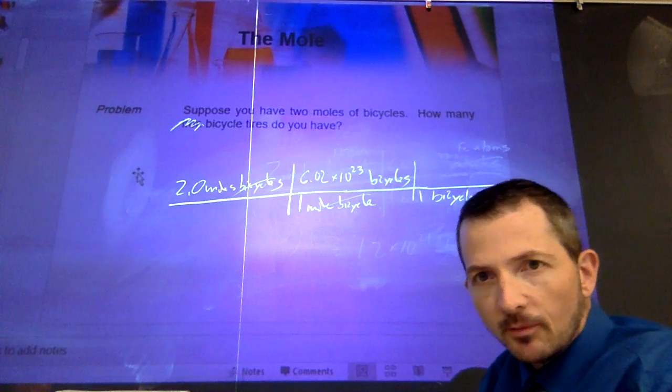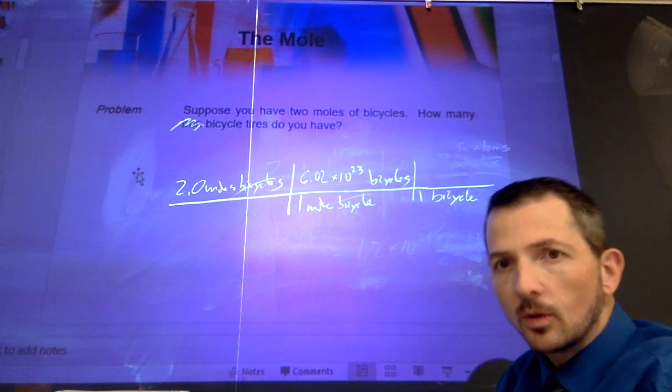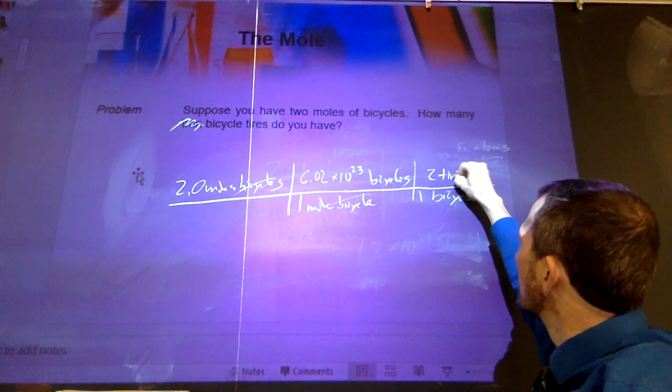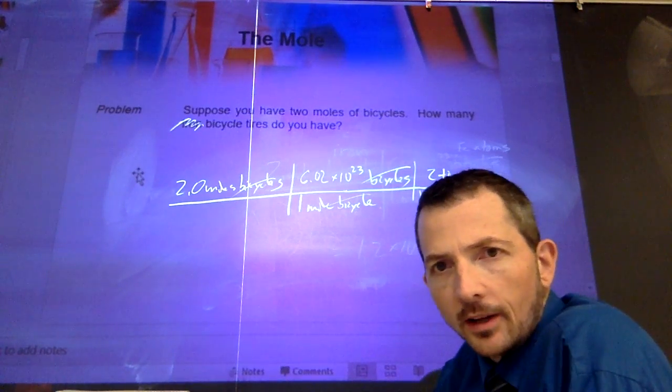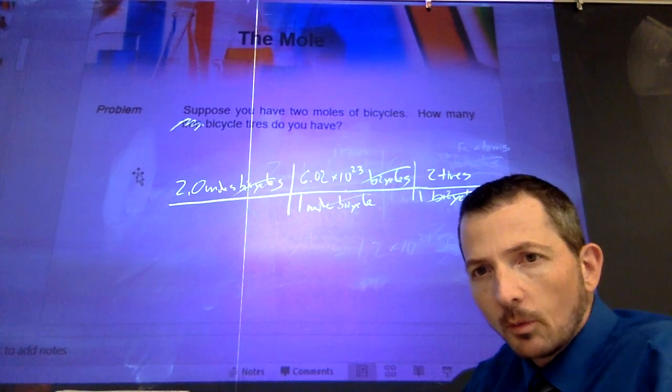So I'll take it a step further and say, okay, 1 bicycle, how many tires do I have? Well, a bicycle has 2 tires. So now it cancels out and I'll be left with how many tires I have. It's the same thing if you have a molecule.